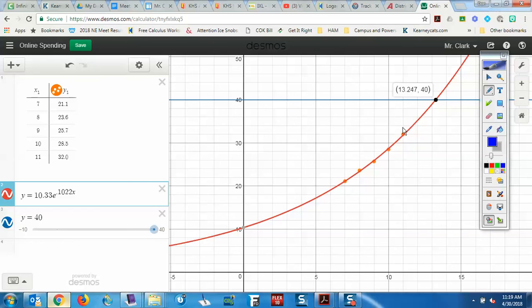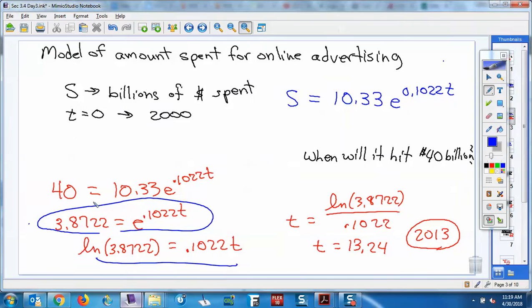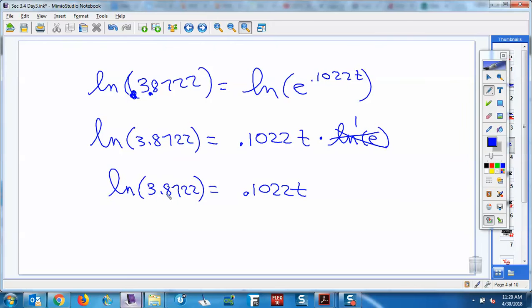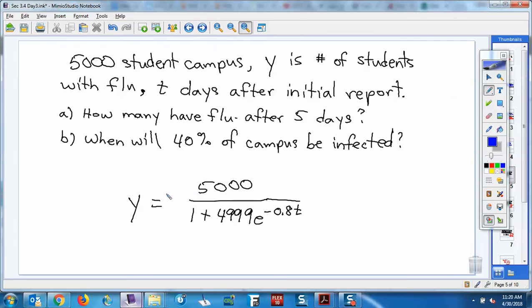Well, you can graph the line y equals 40. Where's the output 40? And you can find the input right there, right? Which is what we have. So when you have access to something like that, that's nice. But we're going to solve it algebraically. So for our test, we're not going to be using that. We want to work it out this way. Okay? All right. So 5,000 students on campus.